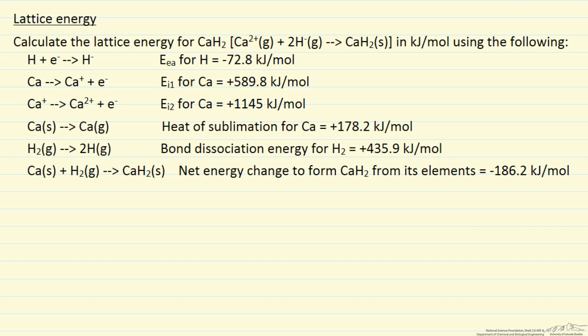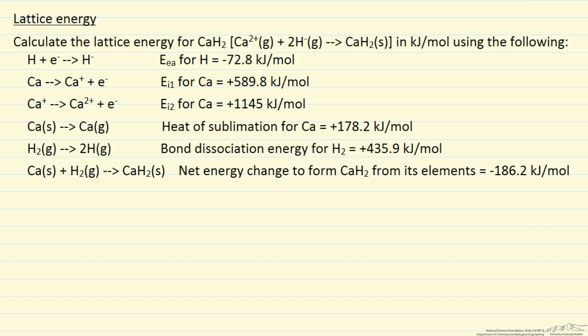And we're given these various steps that we can combine to make this overall reaction, and when we do that, then we combine their delta H's. This is the idea of this Born-Haber cycle. And so what we're going to do is figure out how we combine these reactions.